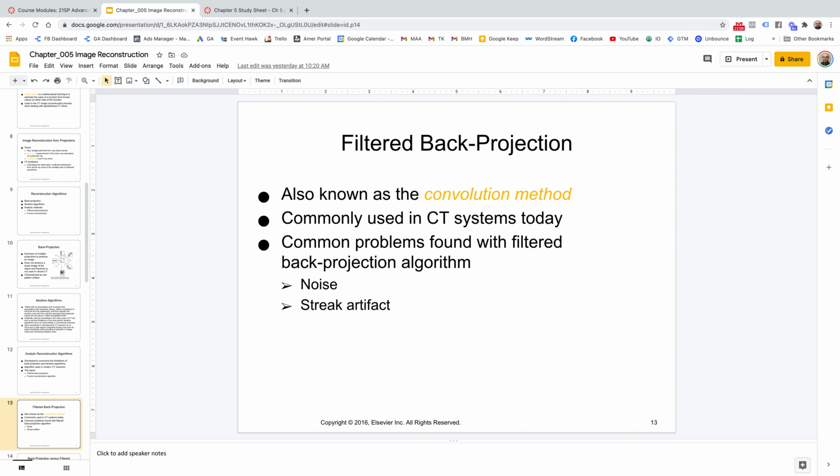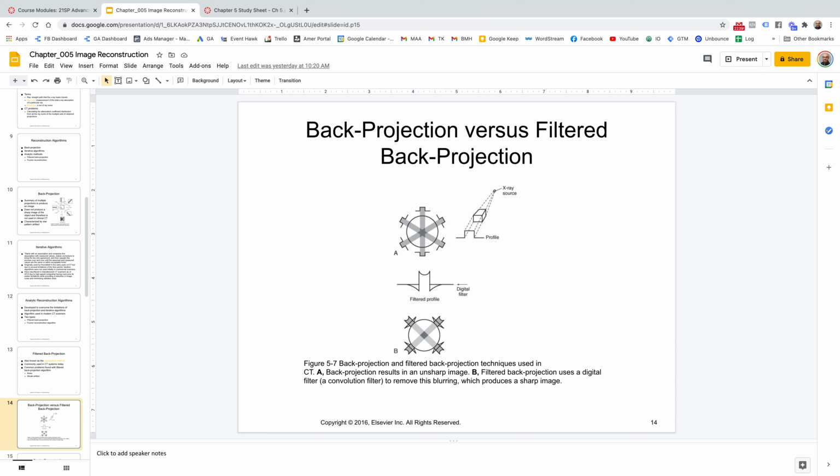It's commonly used in CT systems today, and the common problems found in this are noise and streak artifact, but it solves for that star pattern thing that we talked about in the beginning. So back projection versus filtered back projection.